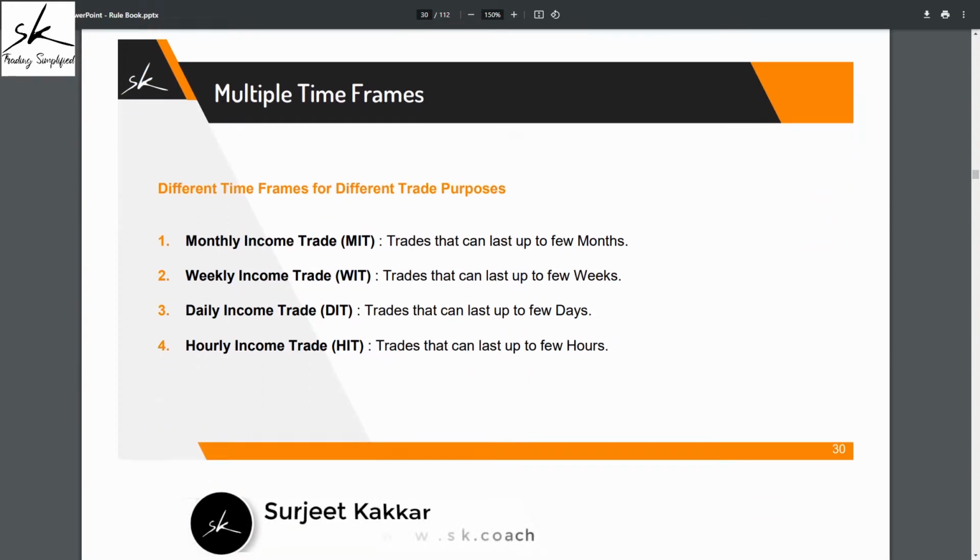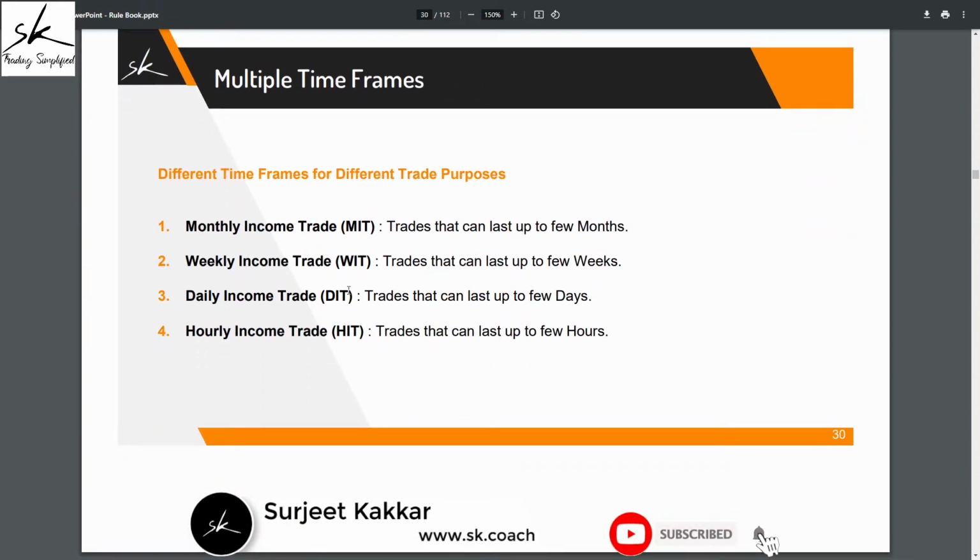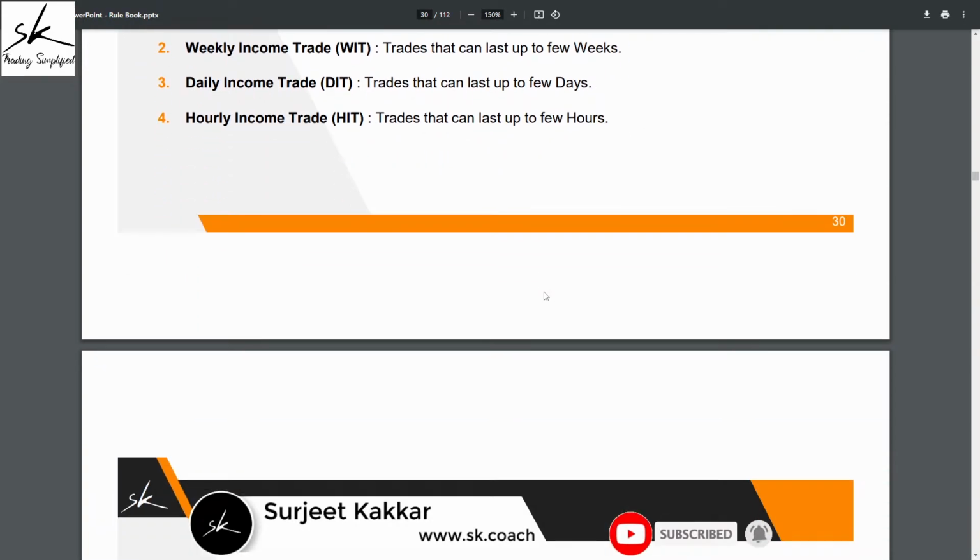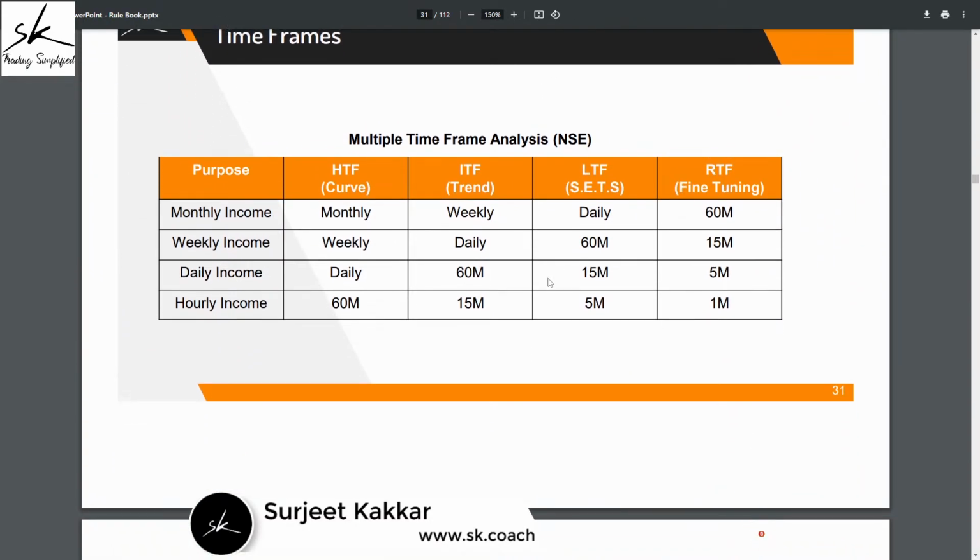Next, what are the four different trade purposes? We have already talked about it. What is HIT, DIT, WIT, and MIT? So now the question comes that for every purpose of trade, what will be my time frames? And you get the answer from this table.